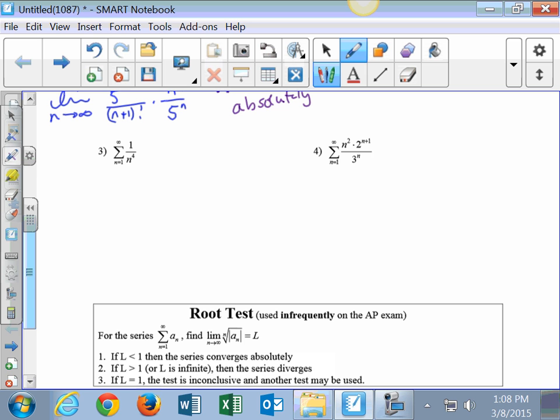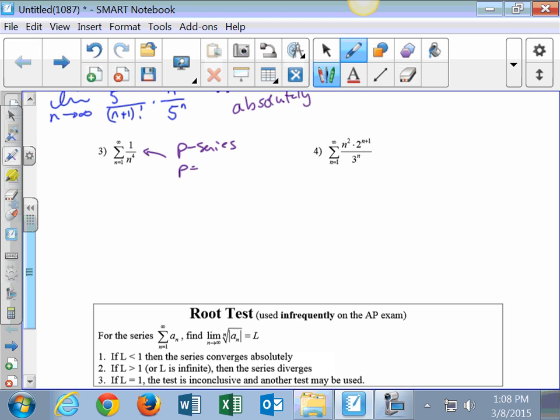Number 3, I have the summation of n going from 1 to infinity of 1 over n to the 4th. Well, if I look at that, I have 1 over n to the 4th. Now think about our series tests that we've already done up until now. Sure, I could probably do a ratio, but if I look at that, isn't that a p series?